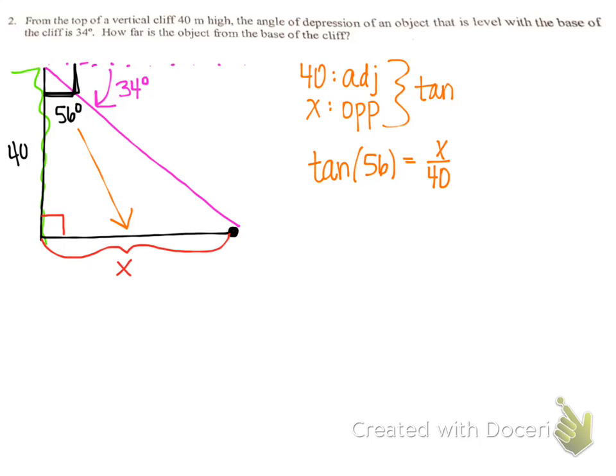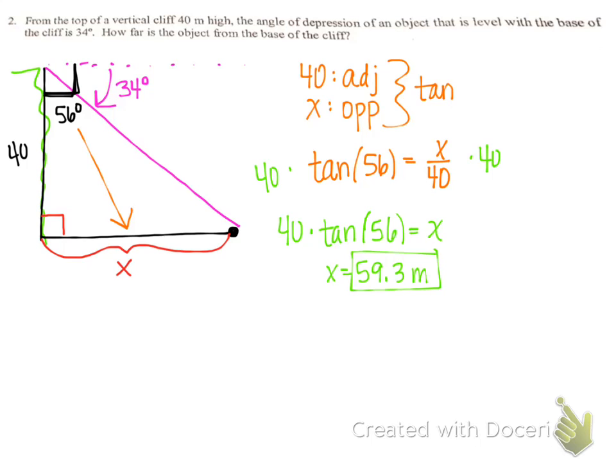So let's solve this. We need to multiply both sides by 40. So in your calculator, you need to type 40 times tangent of 56. And we get that x is 59.3. And the units on 59.3 are meters.